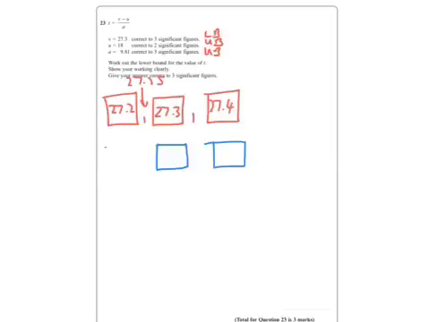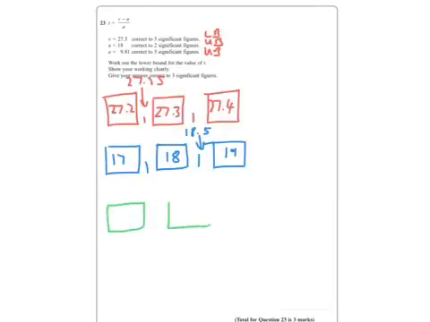Now for u, correct to two significant figures. Again, I'm doing my houses. Where does the fence go? We've got 18, 19 there and 17 there, and I want the upper bound of that, so that's going to be 18.5.